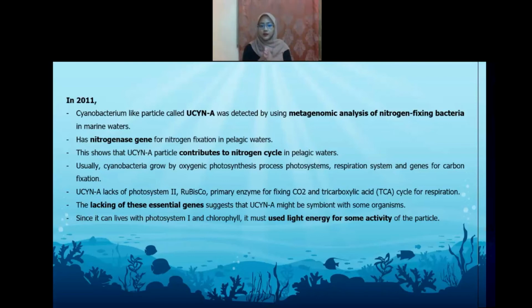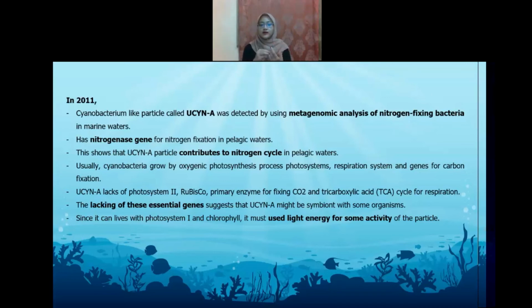Actually, cyanobacteria grow by the oxygenic photosynthesis process. They have processes like photosystems, a respiration system, and carbon fixation. But as stated in the article, UCYN-A lacks photosystem II and RuBisCO, the primary enzyme for fixing carbon dioxide, and it also lacks the tricarboxylic acid (TCA) cycle for respiration.